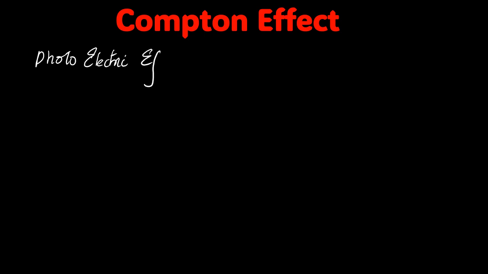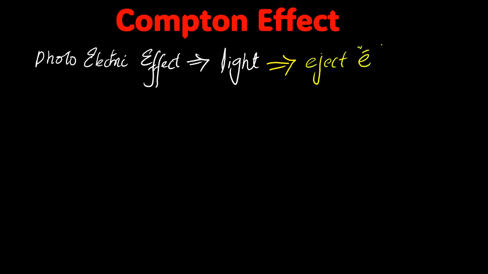Dear student, in the photoelectric effect, light is incident on the surface of a metal, and the incidence of light on the surface of a metal results in the ejection of electrons from the surface of the metal.